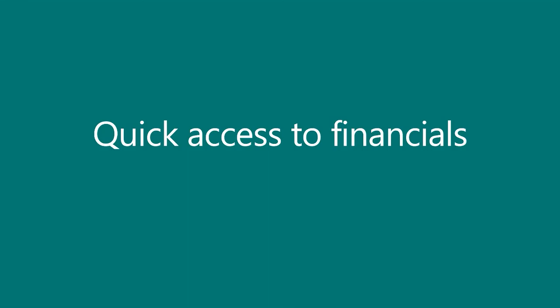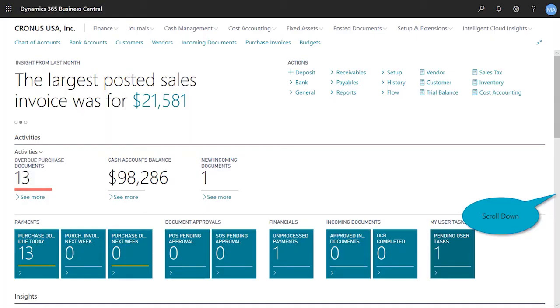In the first scenario, we'll demonstrate quick access to financial information. The accountant role-tailored homepage on display here offers metrics, cues, and shortcuts to key areas within the application that are relevant to this role owner. You can see shortcuts such as finance, journals, cash management, cost accounting, and fixed assets, etc. They provide shortcut access directly to the areas most relevant to this particular role.